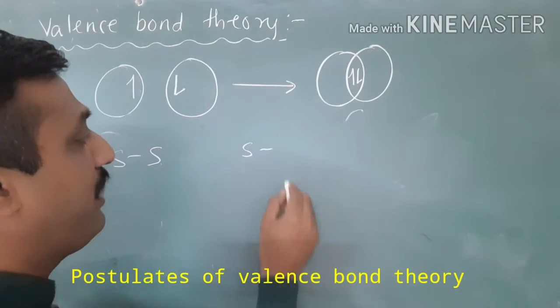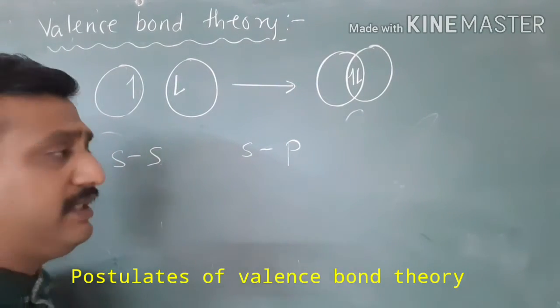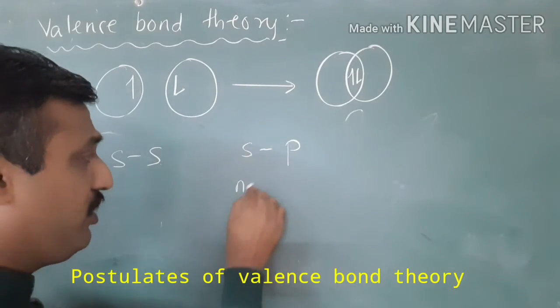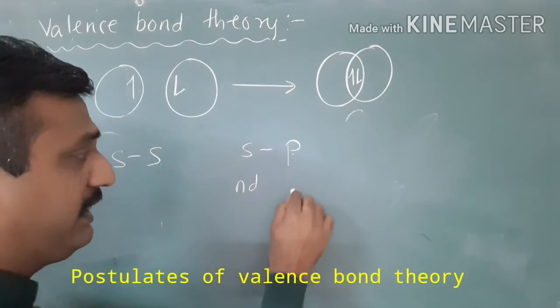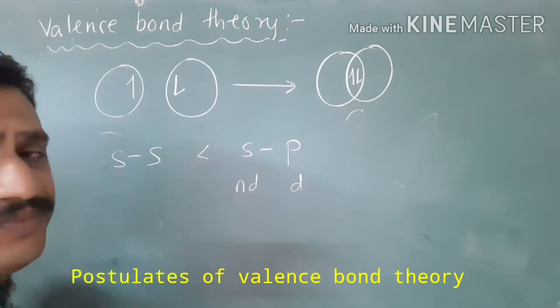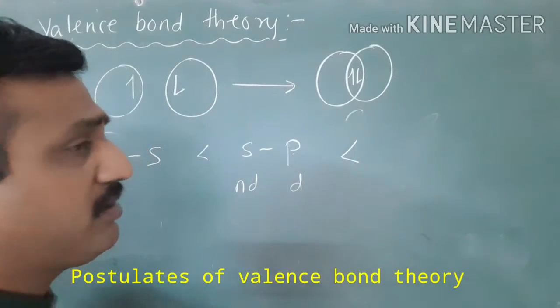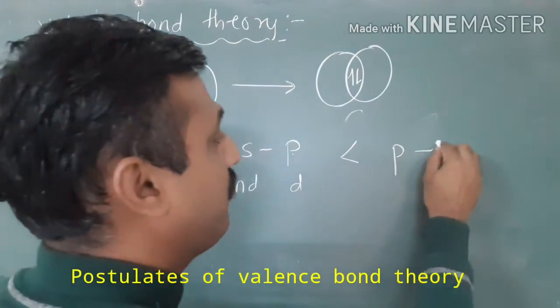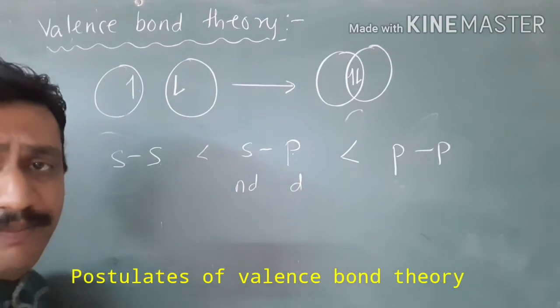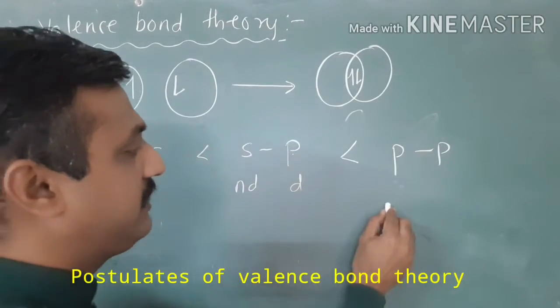Suppose the s orbital of one atom and the p orbital of another atom form a bond. In this case one orbital is non-directional and the p orbital is the directional one, so the bond is slightly stronger. The bond formed by sp overlap is slightly stronger. And suppose the third possibility, the bond is formed between two p orbitals: the p orbital of one atom and the p orbital of another atom, if they are overlapping axially like this.